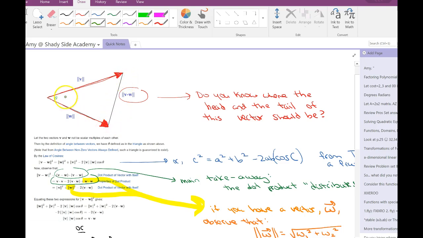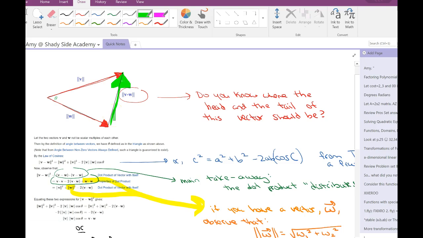Just to be clear, this is vector v. If I'm adding negative vector w to it, I'm saying vector v plus negative vector w, correct? You know the resultant of vector v plus negative vector w has its initial point here and terminal point here. So do you know where the head and the tail should fall? The vector should be right here.